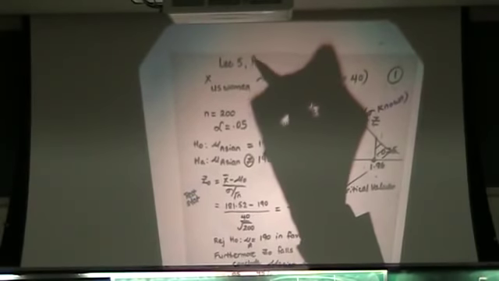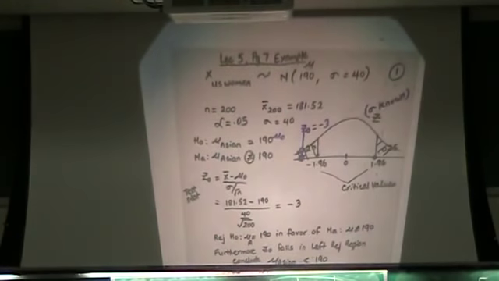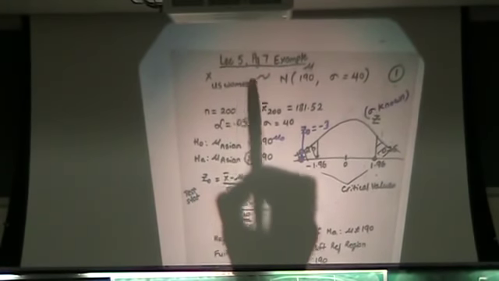Lecture 5, page 7, example. Let's read it, okay? Assume that fasting serum cholesterol levels in U.S. women aged 21 to 40 are normally distributed with a mean of 190 milligrams per deciliter and standard deviation 40. So I wrote here X for U.S. women is normal with mean 190, comma, sigma equals 40.